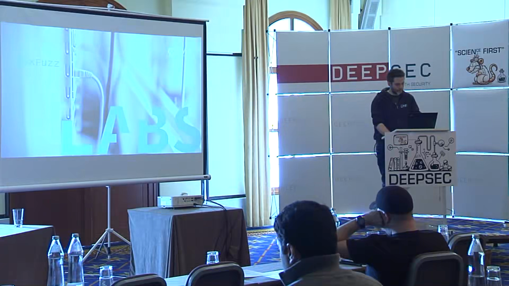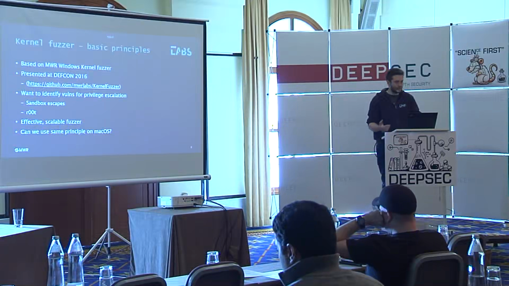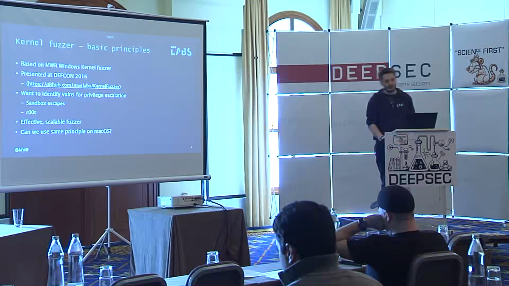So OSX fuzz. This came around because last year we presented at DEF CON on our Windows kernel fuzzer. You know, kernel fuzzers, why do we want them? Well, we're looking to try and find sandbox escapes, getting root, etc. And we found that our Windows kernel fuzzer was pretty effective at finding bugs. We found tens across a 24-hour fuzzing run, which is reasonably effective. And we also found it scaled pretty well. So our fuzzing efforts were concentrated on Windows 7 and Windows 10, and it worked pretty well.